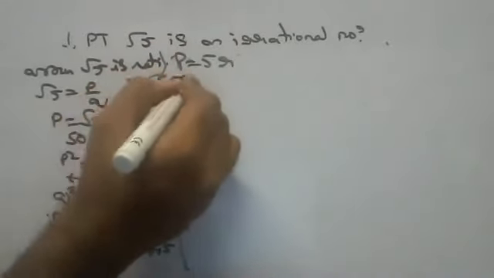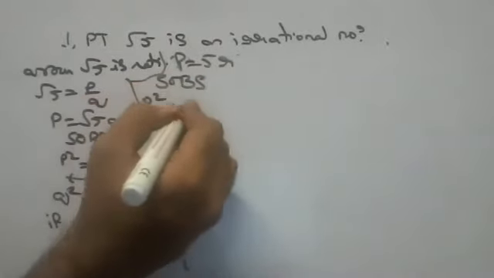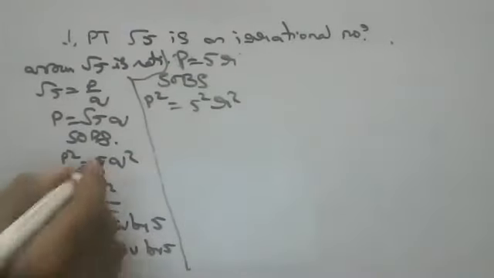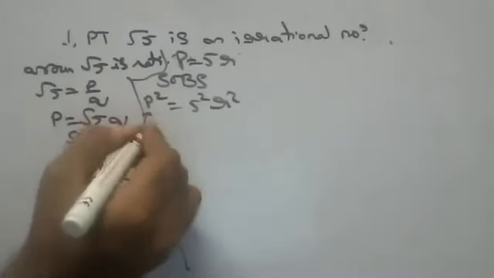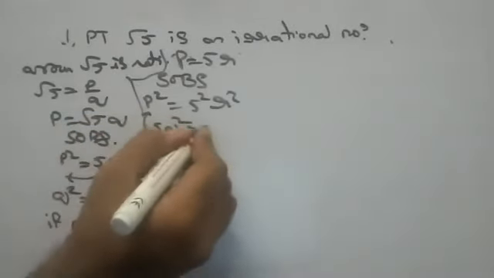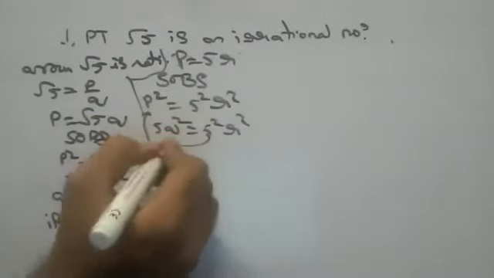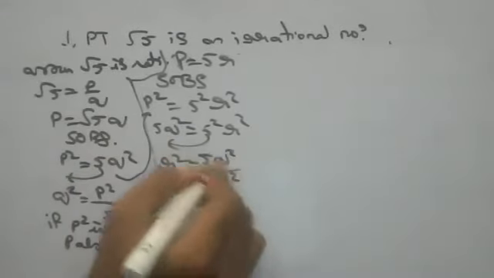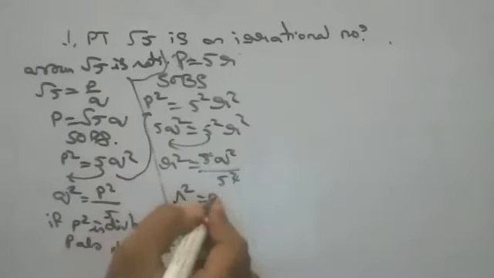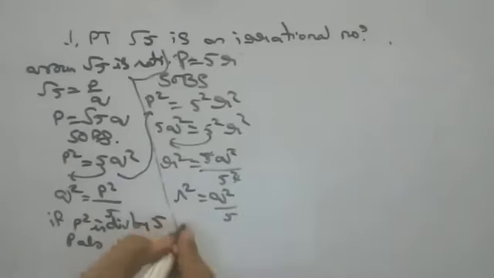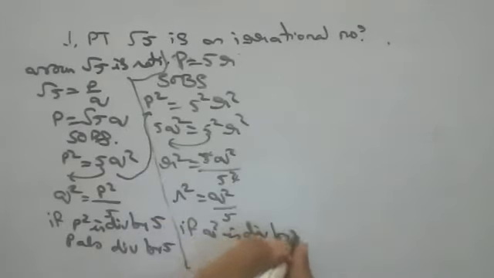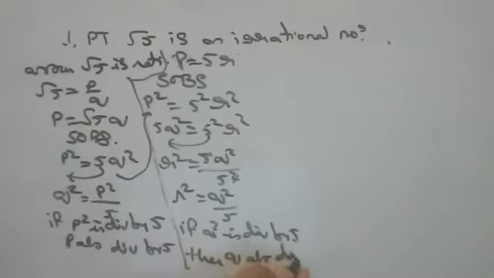Again, squaring on both sides, what will we get? p square is equal to 5 square r square. But p square is how much, children? 5q square. 5q square is equal to 5 square r square. Bring this down, children. r square is equal to 5q square by 5 square. This is gone. r square is equal to q square by 5. Same. If q square is divisible by 5, then q is also divisible by 5.